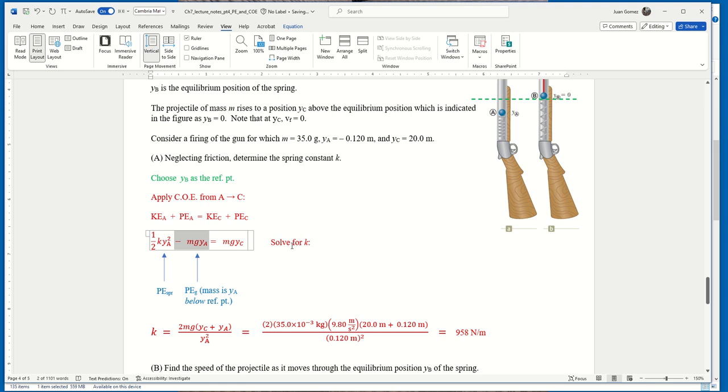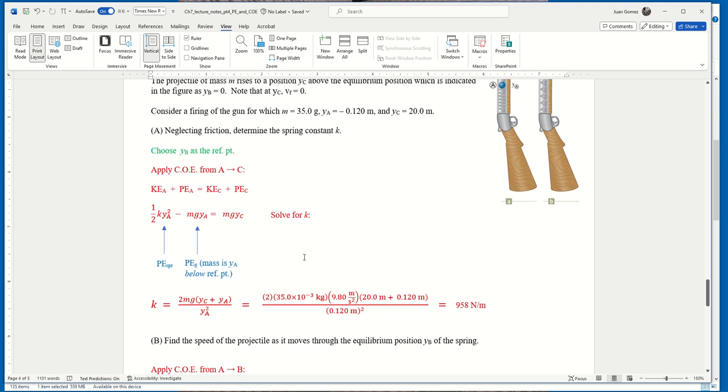So you have 1/2 k YA squared minus mgYA equals mgYC. Solve for k. Nothing complicated. Bring the negative term, the minus mgYA, to the other side. It becomes positive. You can pull out the common term mg, then multiply by 2, and then divide by YA squared. And you get that expression for k.